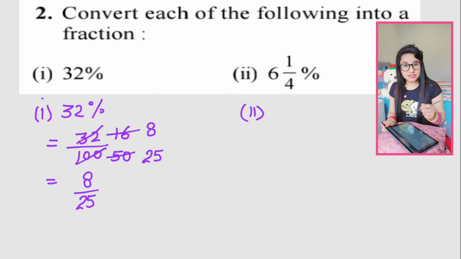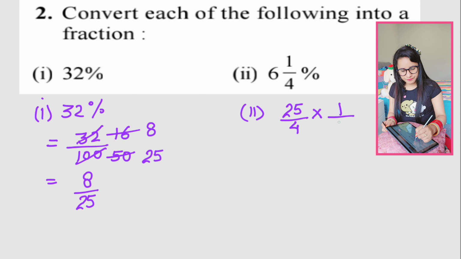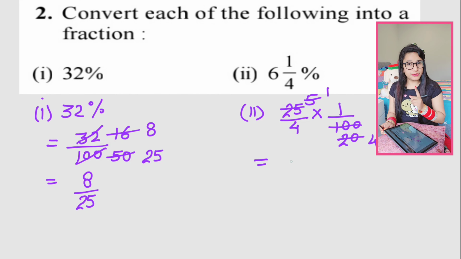Now the second one is a mixed fraction. So you have to first convert it into an improper fraction. So 6 into 4 plus 1, that will be 25 upon 4. Percentage sign means not into 100, it will be 1 upon 100. Now further simplifying it, it will be divided by 5 and 20 and further. So your answer will be 1 upon 60. So see how you have solved these two questions. Let's move on to the next one.